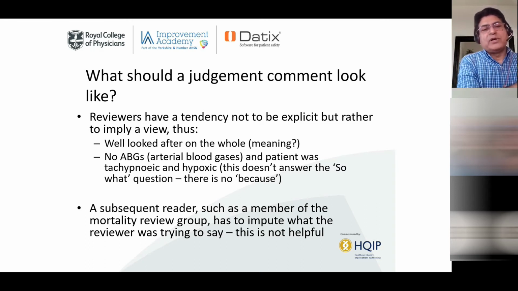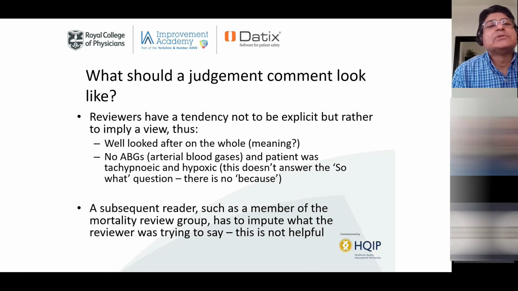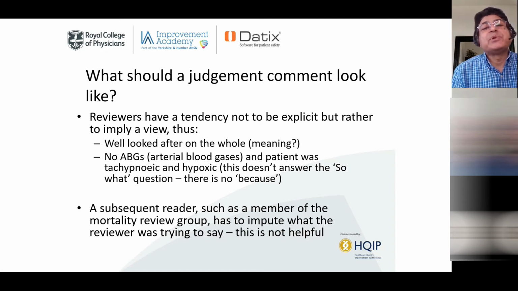So comments are on one side and numbers on the other side, and the phases, five phases, 5 points, and then comments. Comments are an integral part of it. So we have to explicitly mention. For example, this is taken from real comments. Reviewers have a tendency not to be explicit, but rather to imply, for example, okay, well looked after on the whole. It doesn't mean much actually. So we have to explicitly write why it is good.